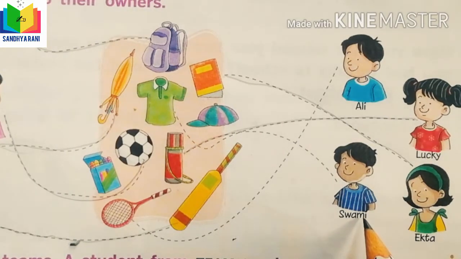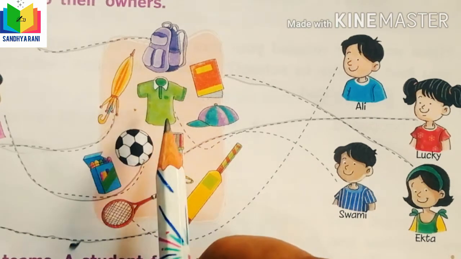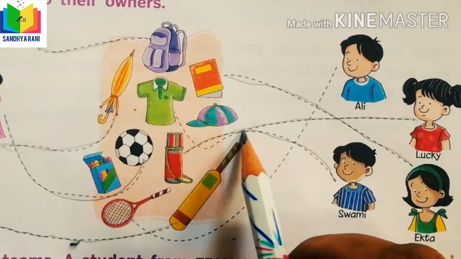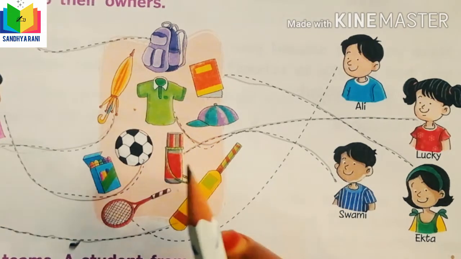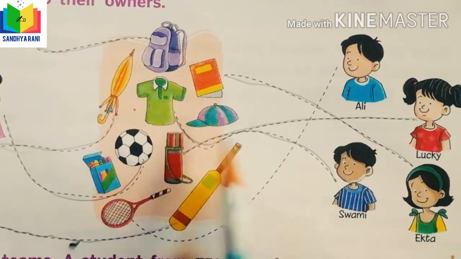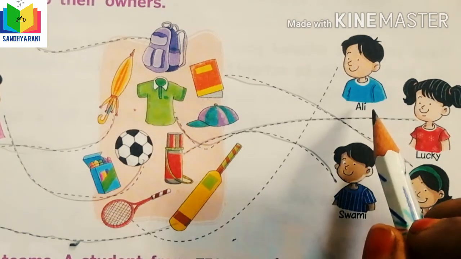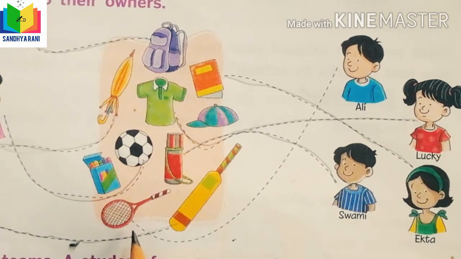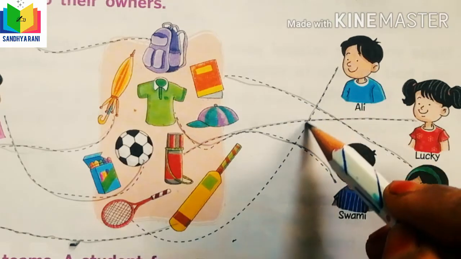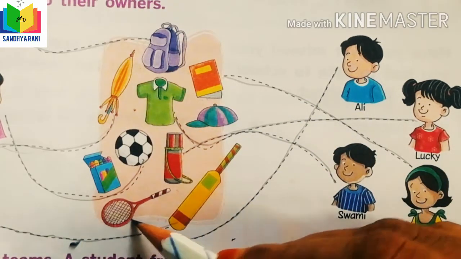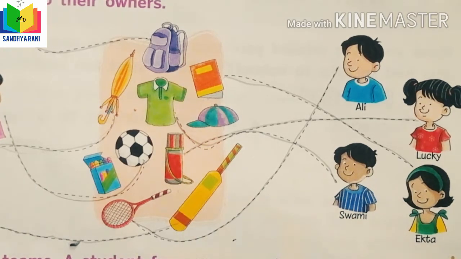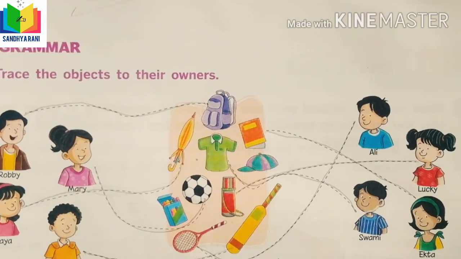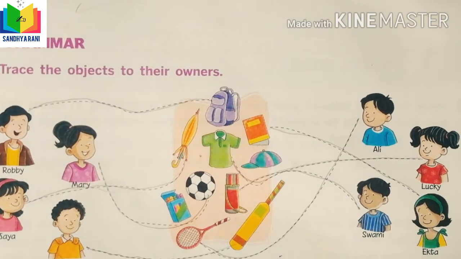Next, Swami. Here this is a T-shirt. So we have to trace the object to their owner. At the same time, how will you say? Whose T-shirt is this? This is Swami's T-shirt. And finally see here, Ali. What is this? Racket. Whose racket is this? This is Ali's racket. Here we have completed this exercise successfully. Let us check the next exercise.